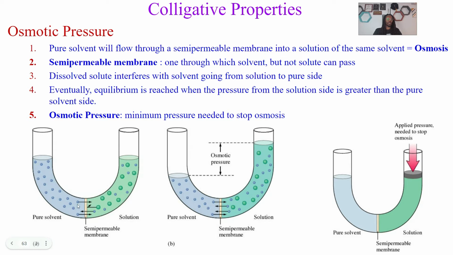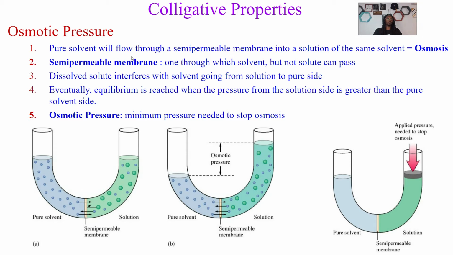Now in this case, it's a barrier, but certain things can get through. So this is semi-permeable. It's basically one through which the solvent, but not the solute, can pass. So the solvent can get through, but the solute cannot. Semi. Now, with osmotic pressure, we're going to see something that we call osmosis.